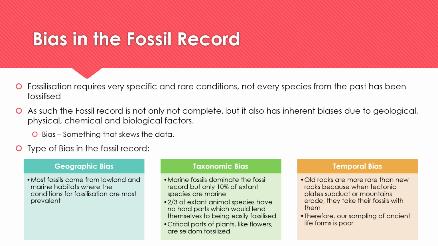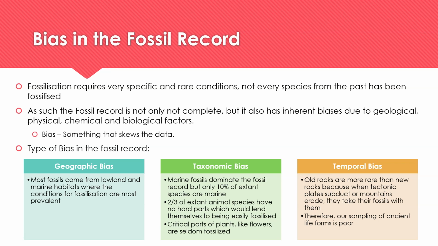2/3 of extant animal species don't have hard parts. So there's nothing in that species that would lend itself to being fossilized, so it's unlikely it'll ever be fossilized and ever be in the record. A lot of the time, parts like flowers or plants don't get fossilized. They're just not hard enough. So certain aspects of a plant may be lost. You know, is our fossil record really complete if the fossils in it themselves aren't complete?